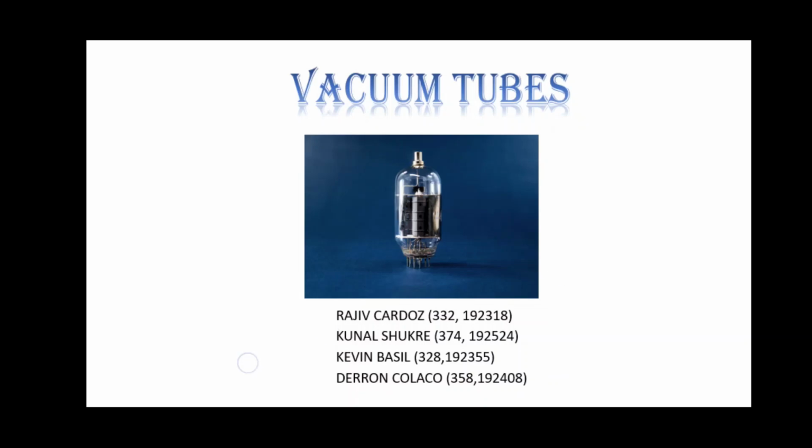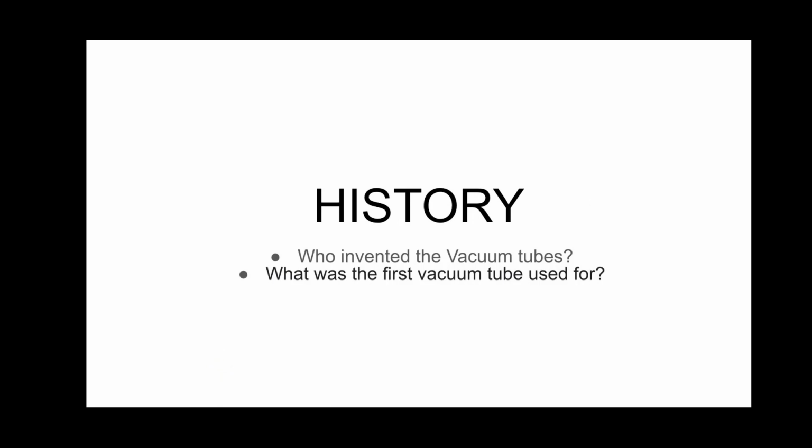Vacuum tubes. A vacuum tube is an electronic device that controls the flow of electrons in a vacuum. Sir John Ambrose Fleming was an English electrical engineer and physicist, known primarily for inventing the first vacuum tube in 1904. It was also called a thermionic valve, vacuum diode, or Fleming valve.